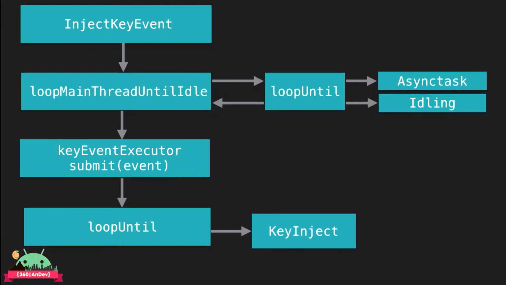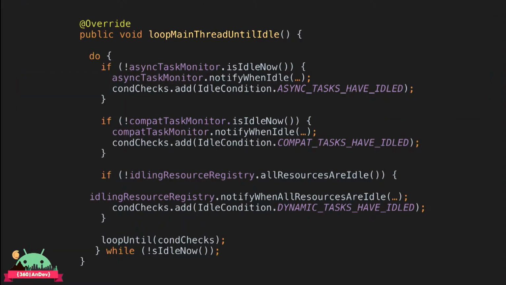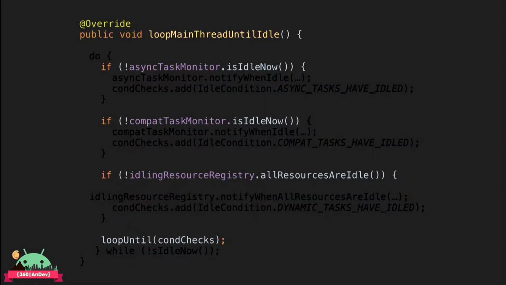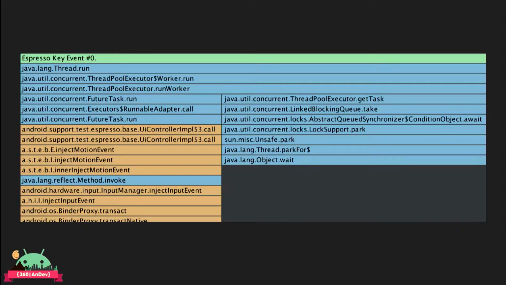If we see the code, well, the code is reduced. We can see that, of course, we have the check to check if the task or the queues for the syntax, for the completed syntax, or for the idle resource are idle. If they are not idle, we can loop until the conditions included in the queues are idle in that case.